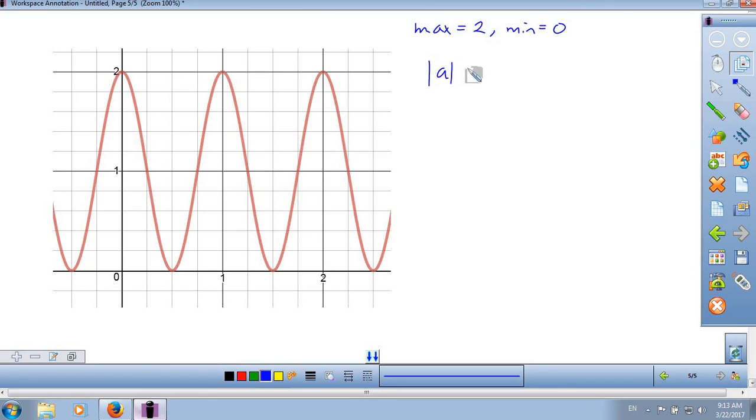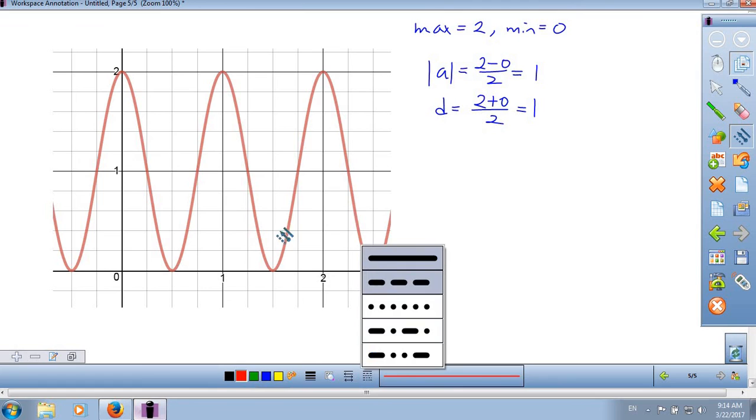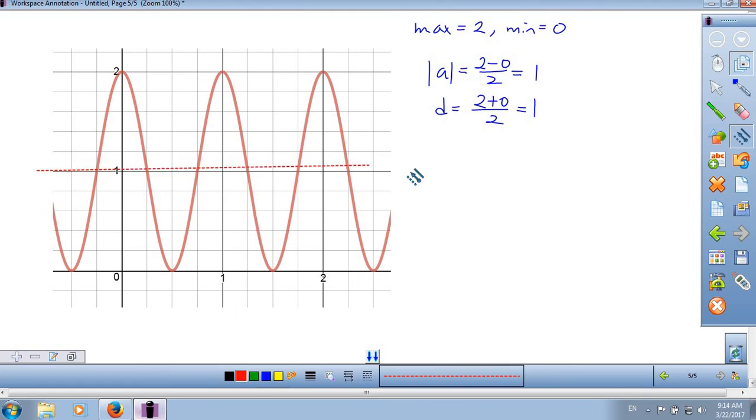So the amplitude could be different, right? It's the maximum minus the minimum, 2 minus 0, divided by 2, so it's 1. Now, the midline will definitely be different. The midline is the maximum plus the minimum divided by 2, so the midline is also 1. Let me draw the midline here for you to see. Y equals 1 is the new midline, so there is a vertical shift.